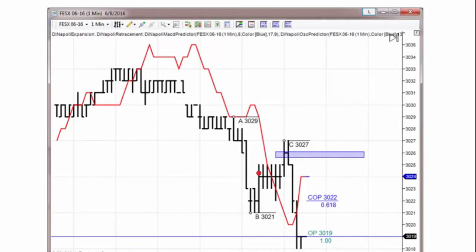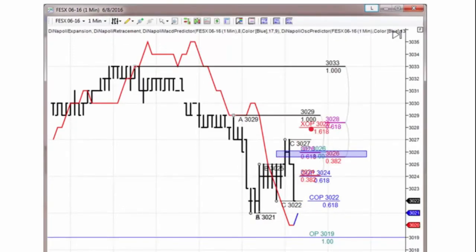I'm more interested in the setup. This setup is such a high probability setup that I can do it in different markets all of the time, different time frames, and you'll be surprised at the probability and the accuracy of these types of setups. So once the 1 minute turned up, everybody was buying, and that's when I was selling.